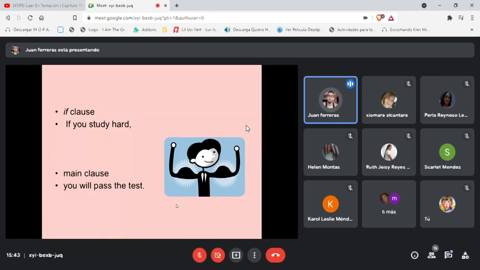So, if you study hard, you will pass the test. Si tú estudias duro, tú vas a pasar el examen. Si, ¿qué estoy diciendo aquí? Tú ahora mismo no estás estudiando ni nada. No. Yo estoy diciendo, ¿qué pasaría si esa situación que no está pasando en tiempo presente se da? Si esta situación se da, if you study hard, entonces este es el posible resultado. Esto es lo que pasaría. If you study hard, you will pass the test.